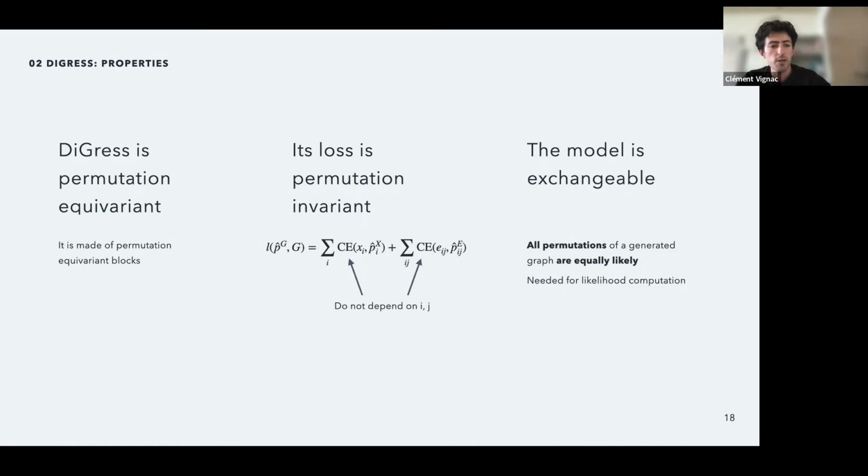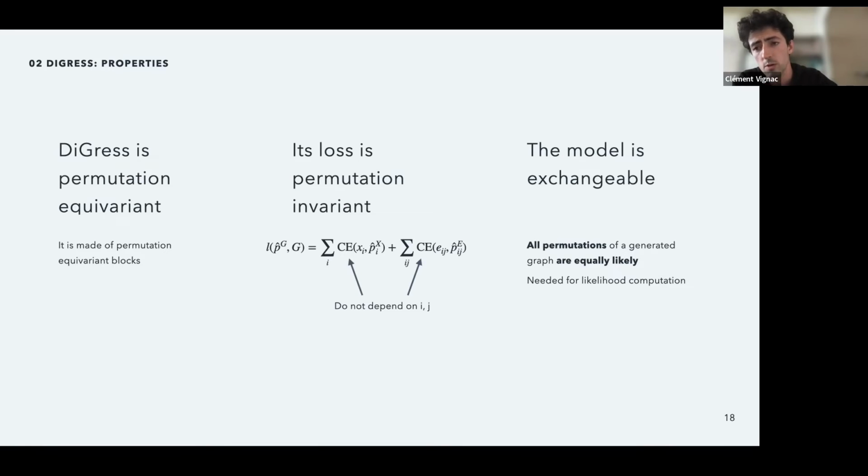When you generate graphs, you want to have permutation equivalence in general. When you work with graphs, permutation equivalence is the mathematical way to reflect the fact that a graph can be represented by several adjacency matrices, and the adjacency matrix you choose does not matter because you can reorder the nodes and get another one that represents the same graph. So our architecture is just a combination of permutation equivariant blocks, so it's permutation equivariant. Another important thing when you learn on graphs is that your loss, depending on the task, should be either permutation invariant or permutation equivariant.